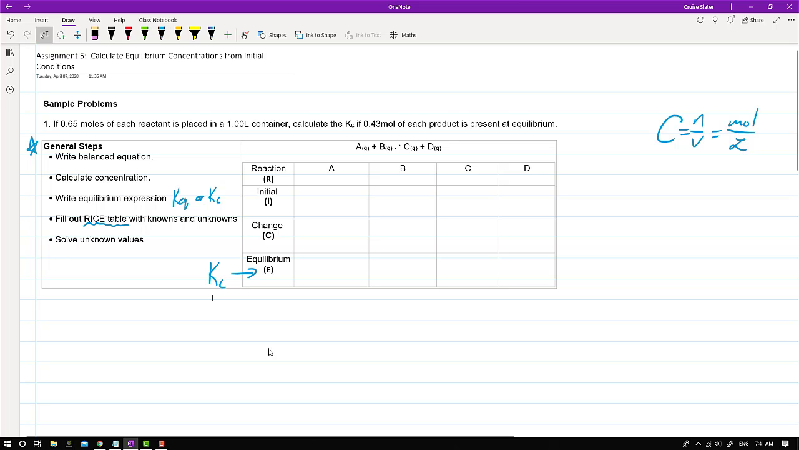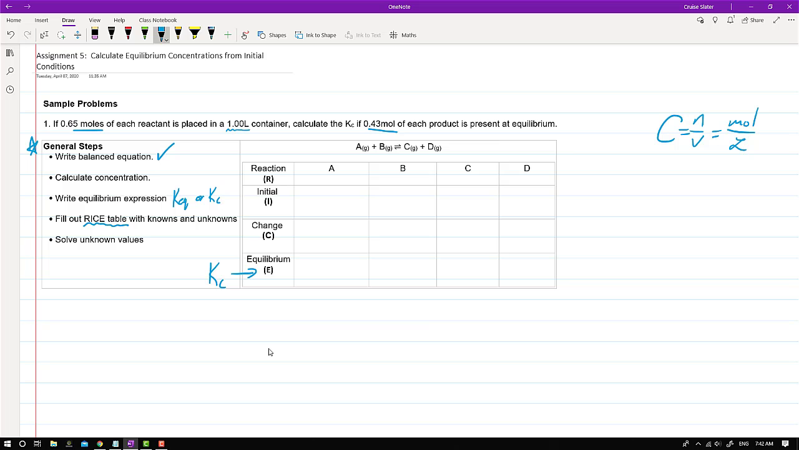We need those values. So first things first, let's write a balanced equation. Well, this equation is balanced. It's an abstract equation, so we're good. 1 mole of A and 1 mole of B reacts reversibly with 1 mole of C and 1 mole of D. Next, we need to calculate concentration. We can see that our units up here are in moles, so we need to take our moles and divide by our volume. Luckily, our volume is 1 liter, so it's not going to be too stressful on our heads.